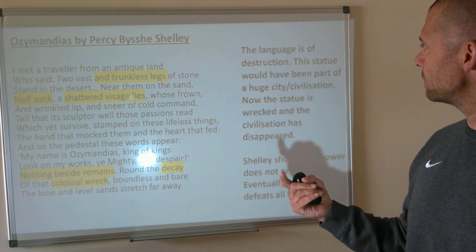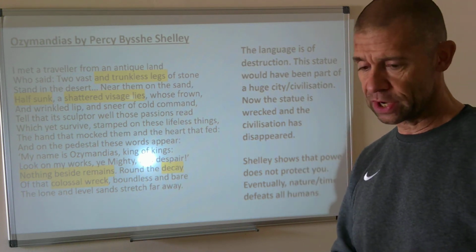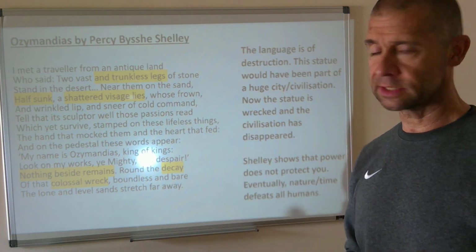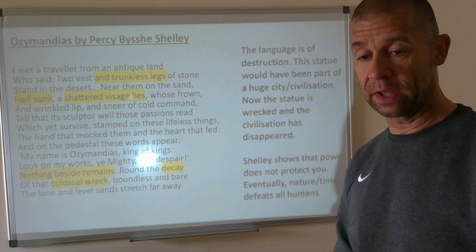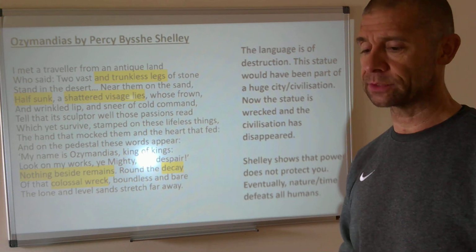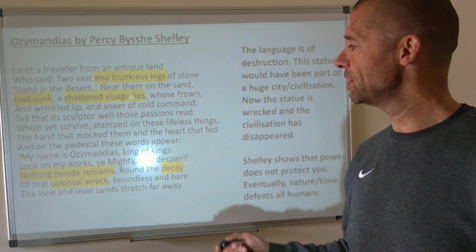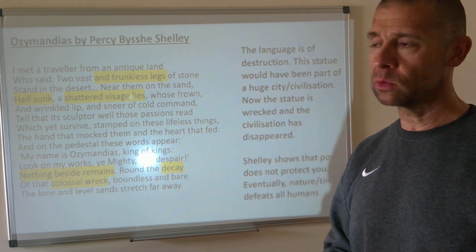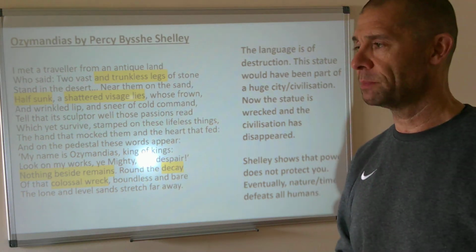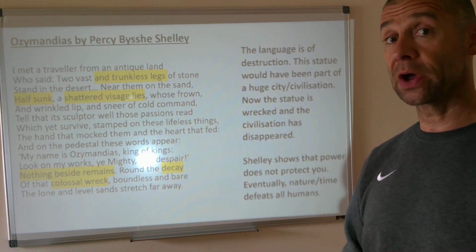So we've got this language about destruction, and Shelley shows us that power does not protect you. Eventually nature and time defeat all human beings. This guy, Ozymandias, Ramesses II, would in his lifetime have thought he was a god, the most powerful man in the world. And Shelley shows that with time, 3,000 years or so, he's nothing now. His statue's wrecked, and the whole civilization, there's nothing left of it. The houses, the temples, the shops, the buildings, all gone. All that's left is the remains of this statue. So it's like a warning that no matter how powerful you think you are, you can't defeat time.